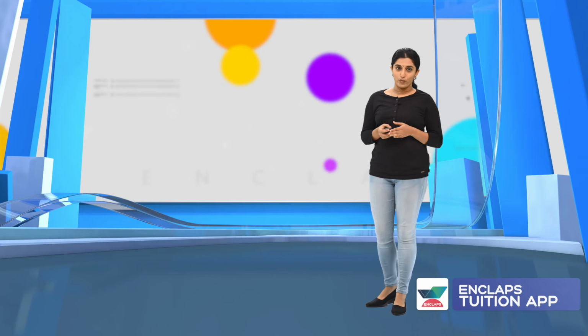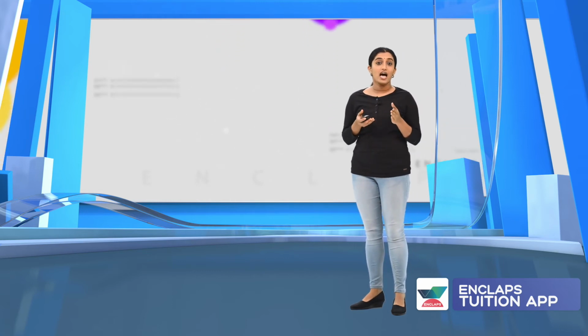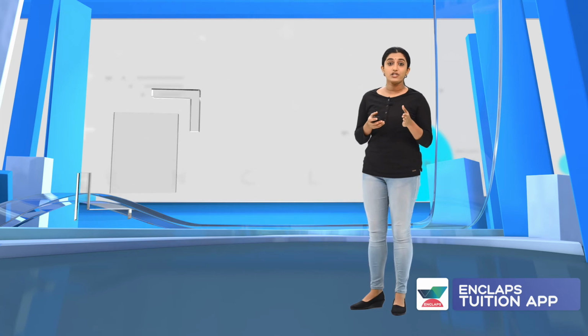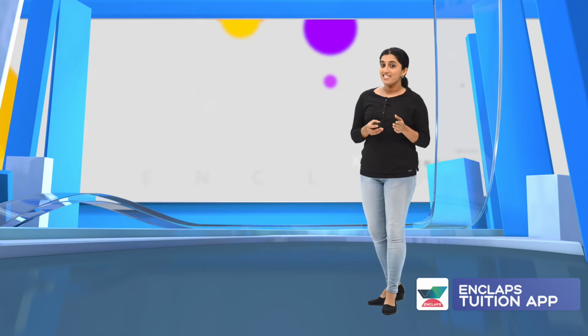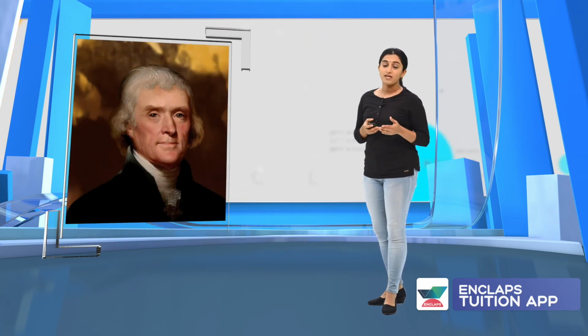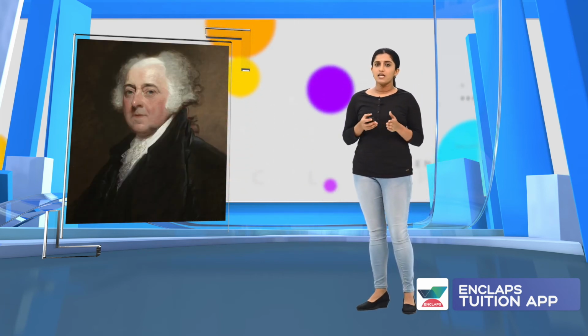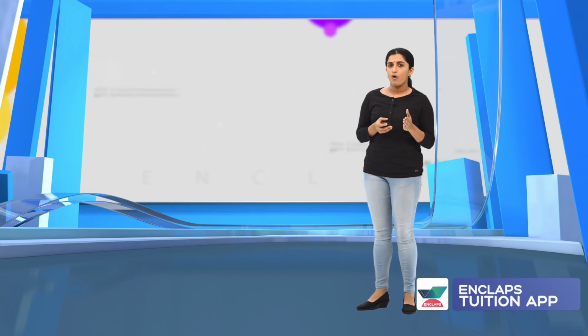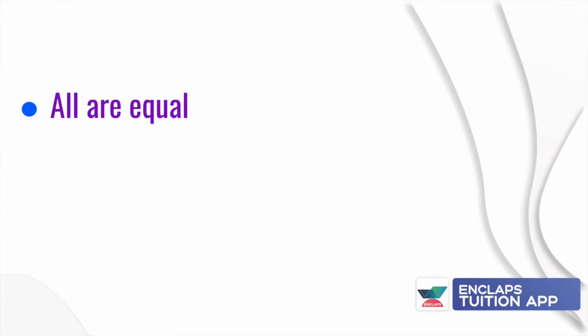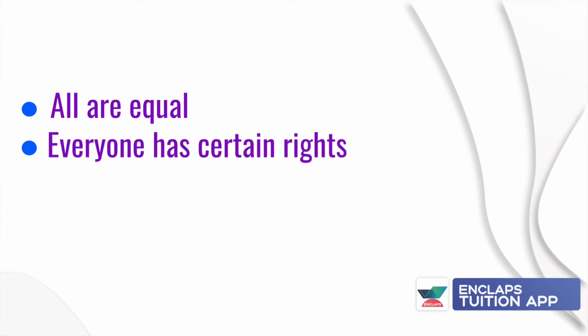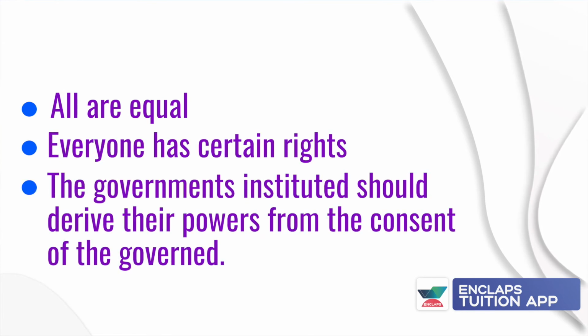1776, July 4. It was on this day that the American Continental Congress issued the famous Declaration of Independence. This declaration was prepared by Thomas Jefferson, Benjamin Franklin, and John Adams. Let's see what are the major points in this declaration regarding human rights and freedom. All are equal. Everyone has certain rights. The governments instituted should derive their powers from the consent of the governed.